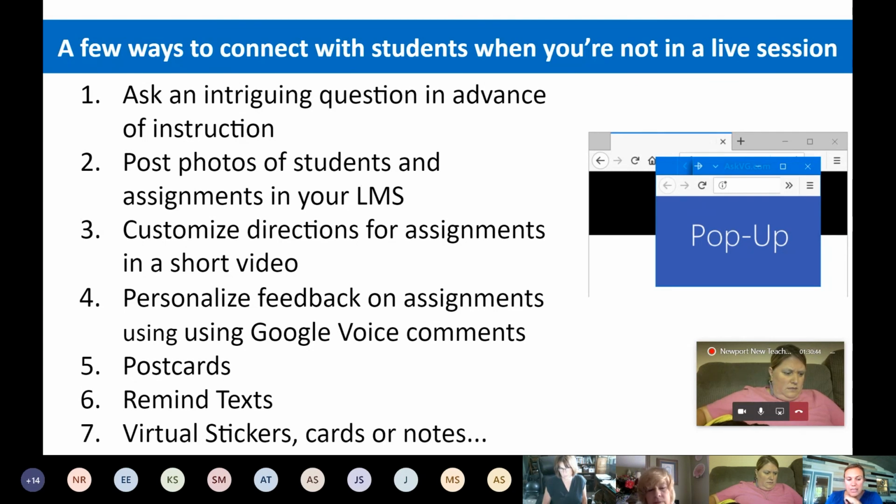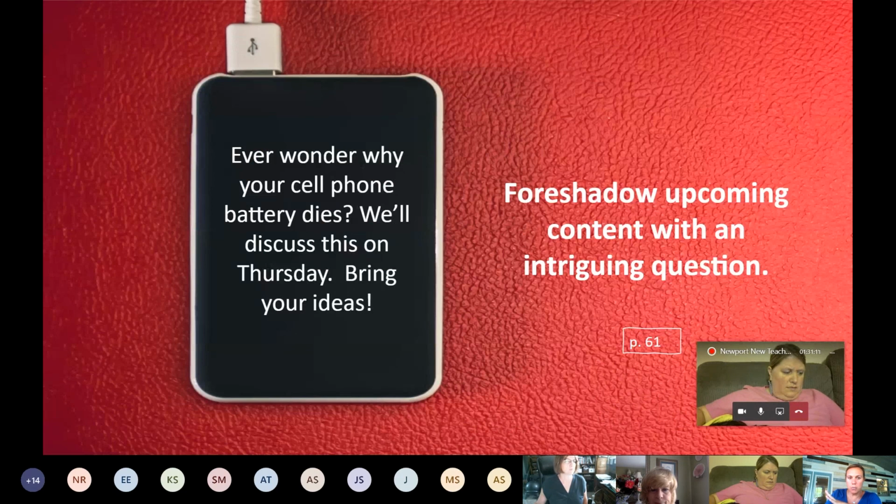Postcards. A lot of schools send things like postcards home, positive praise. That shouldn't stop just because we're in a distance learning environment. So you can send things in the mail. We celebrate birthdays a lot, especially in the younger grades. Even in the older grades, send a virtual birthday card to your kids. Find out their birthdays and send those virtual birthday cards to them. So just ways to increase those virtual touch points.